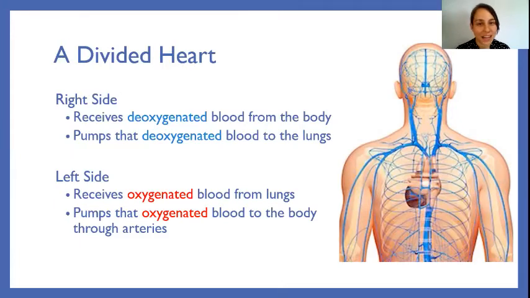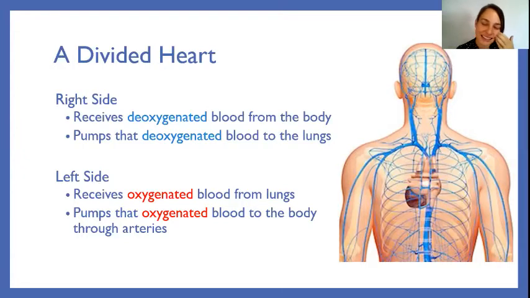Your heart is divided into two sides. The right side of the heart is going to receive blood that has come from the body, and it's deoxygenated. It's used up all of its good oxygen. It's not really useful for much anymore. It's going to pump that blood to your lungs using which type of circulation? Pulmonary circulation. I think you got that right.